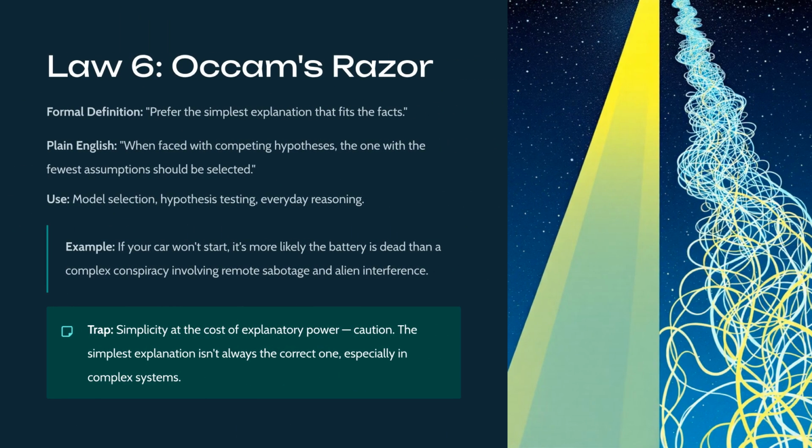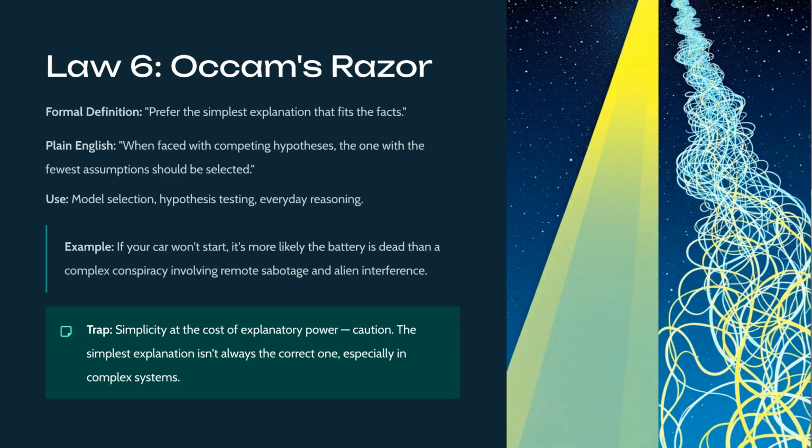Law 6 is Occam's razor. We should prefer the simplest explanation that fits the facts, the one with the fewest assumptions. Be cautious though. Simplicity is not always correct, especially in complex systems.